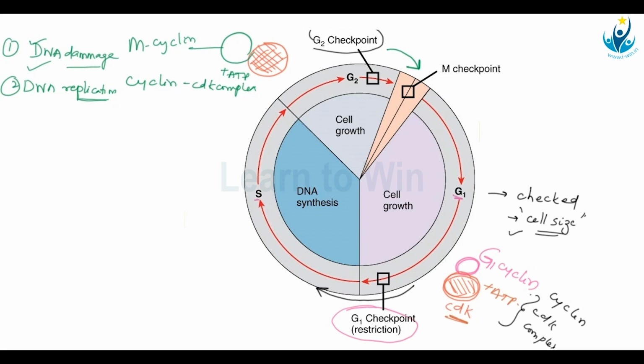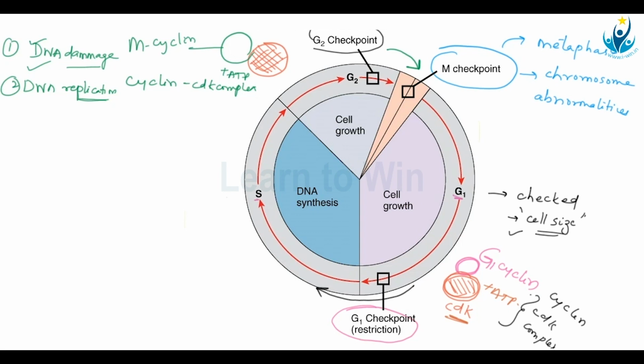Now here they have given another checkpoint which is called the M checkpoint. This checkpoint happens during the metaphase stage of cell division, where you're trying to see if there are any chromosome abnormalities. This we'll clearly understand when we discuss mitosis or meiosis.